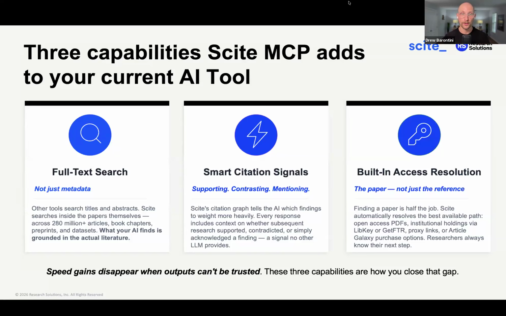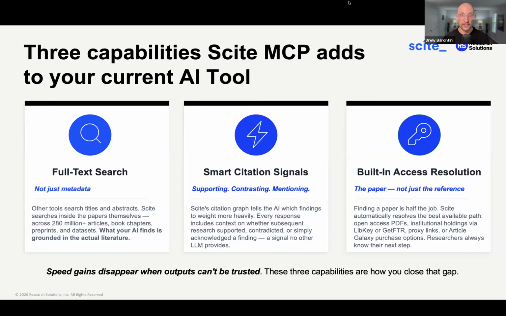So we have over 280 million data sets across articles, book chapters, preprints, and other data sets. In addition to that, that pulls in that full text across these publisher agreements that we have in place to reach into the full text there, as well as open access content. And that pulls back in those results that get used inside of ChatGPT or Claude.